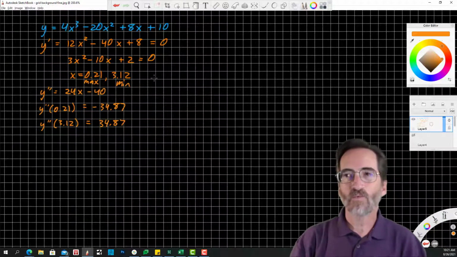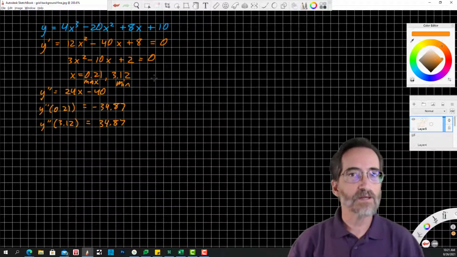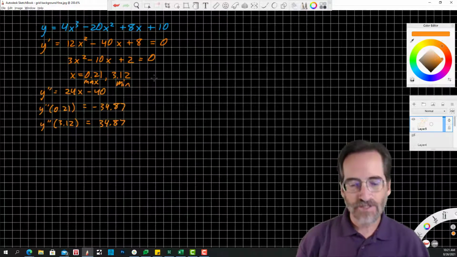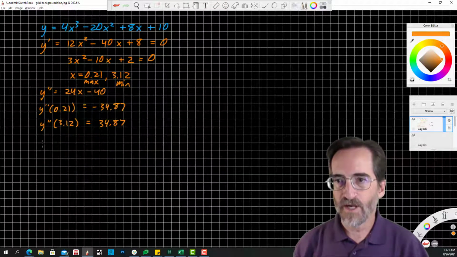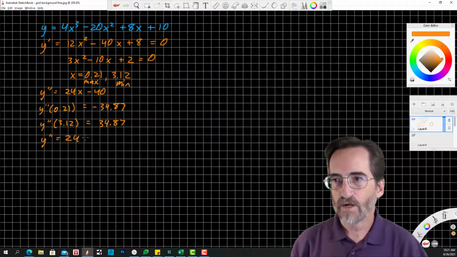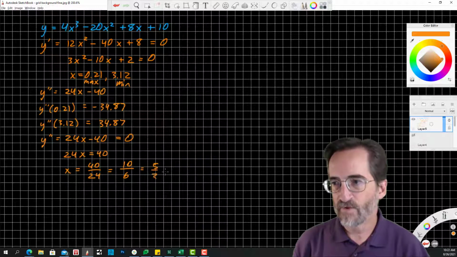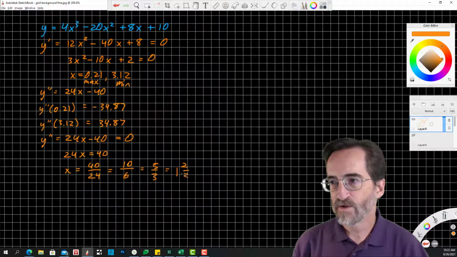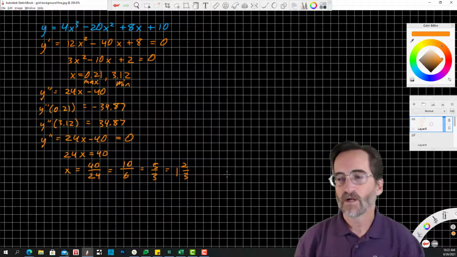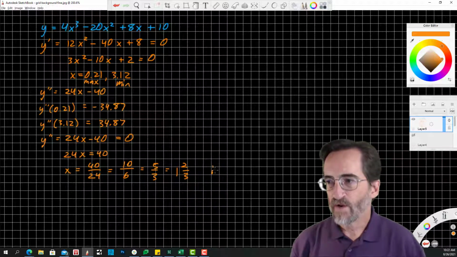There remains one more thing to do, and that is let's take a look at the inflection point. So we're going to take the second derivative, 24x minus 40, and set it equal to 0. So 24x equals 40, x is 40 over 24. Divide by 4, 10 over 6. Divide by 2, 5 over 3. So we can say 1 2/3. So when x is 1 2/3, we have an inflection point.